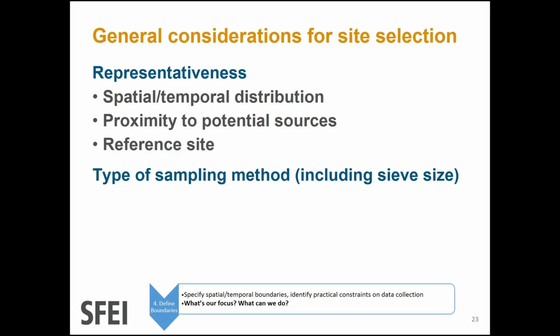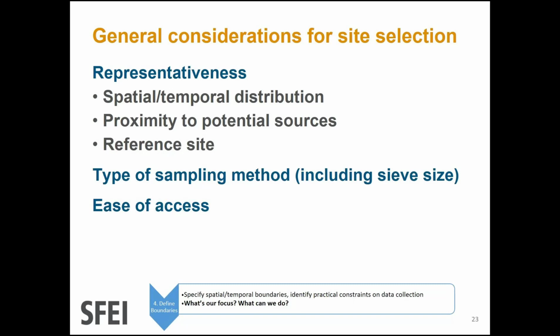So other things to consider is the type of sampling method that you're planning on doing. There's various types of sampling methods available for every matrix. And the reason this is important to think about right away is, one, logistically, but also the sieve size can really change the results that you get and how your data can be used. And I'll talk about that more in just a second. Other things to consider are things like ease of access.